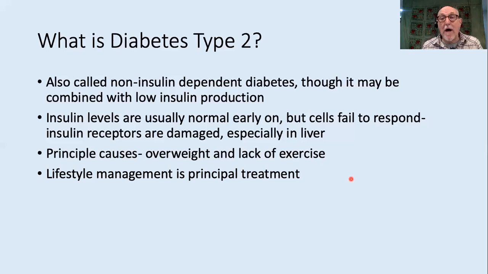Diabetes type 2 is acquired usually much later in life, and it is associated with lifestyle. In particular, it is associated with being overweight and having a lack of exercise. It is also associated with diets which are high in carbohydrate, sugars, and in fats. And in fact, lifestyle management, dietary management, and exercise management are the principal treatments for diabetes type 2.